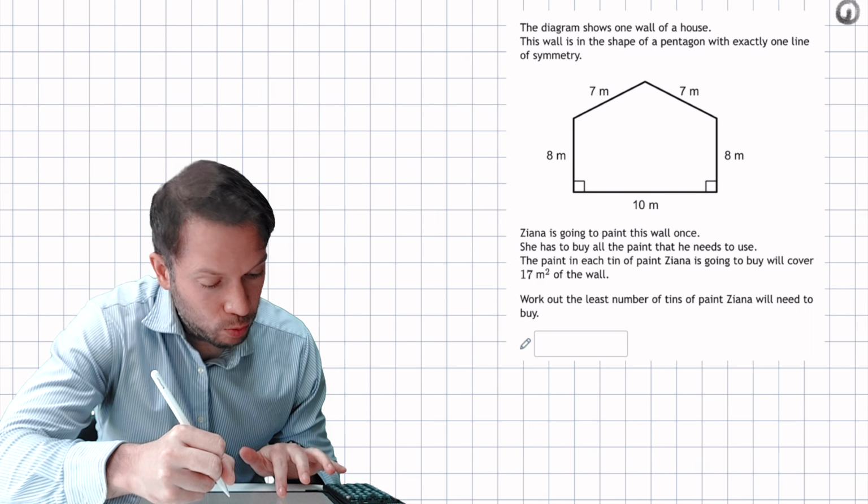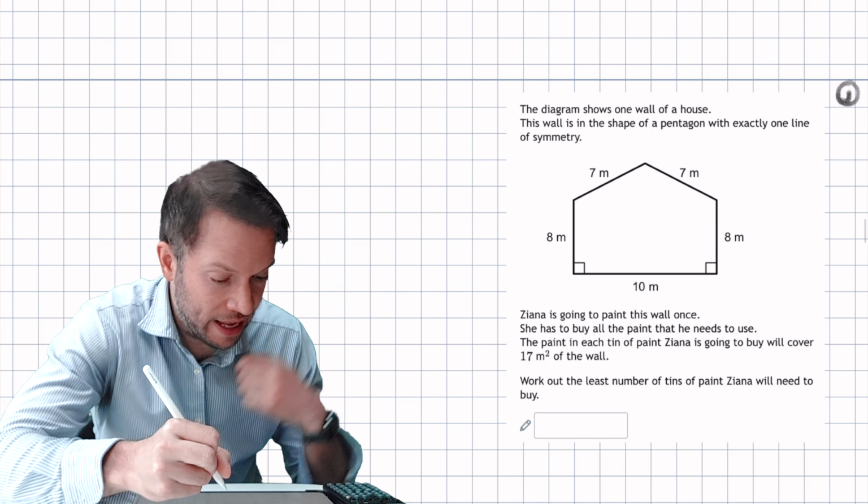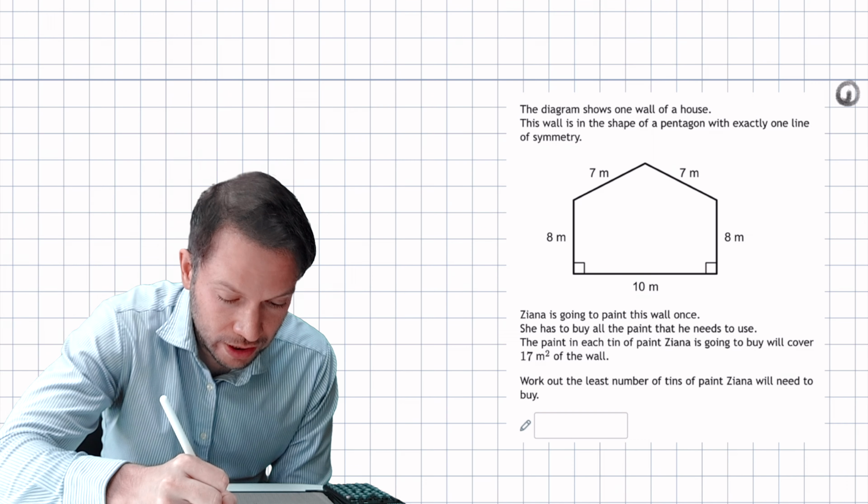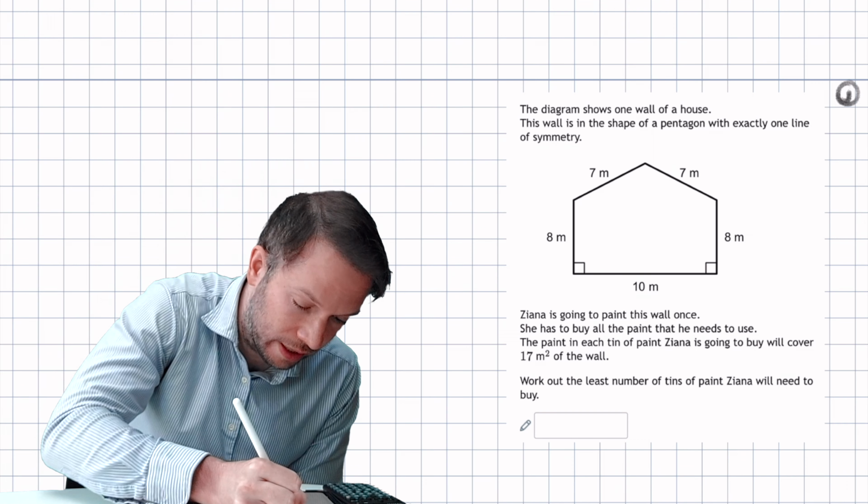The diagram shows one wall of a house. The wall's in the shape of a pentagon with exactly one line of symmetry. So this line of symmetry seems to be in the middle like that.